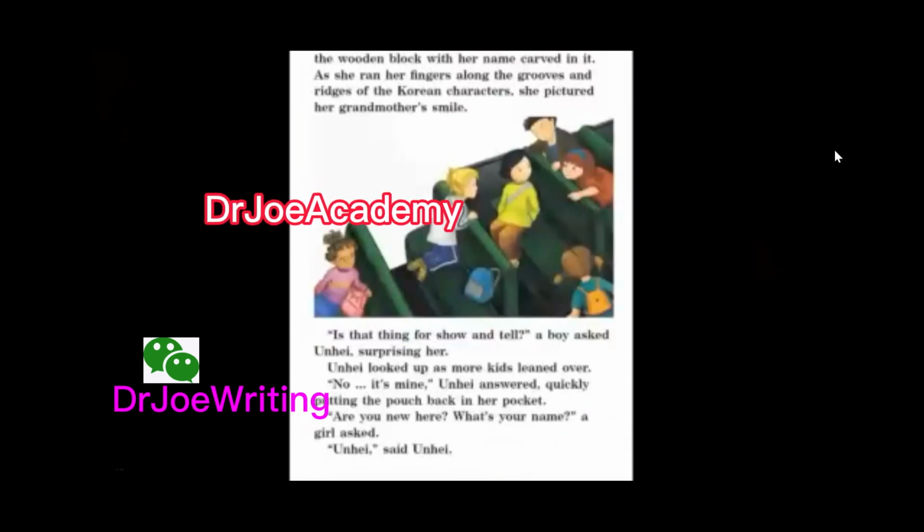Her grandmother had wiped away Eunhae's tears and handed her an ink pad and a small red satin pouch. Your name is inside, she had said. My name? Eunhae had wondered. Again, she took out the red pouch to look at the wooden block with her name carved in it. As she ran her fingers along the grooves and ridges of the Korean characters, she pictured her grandmother's smile.